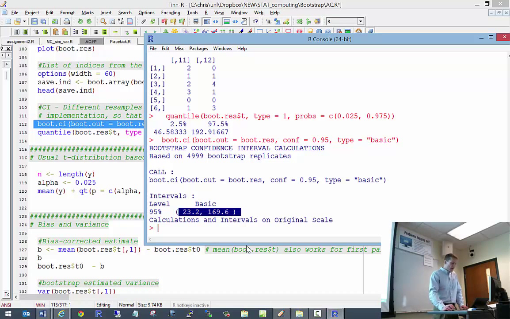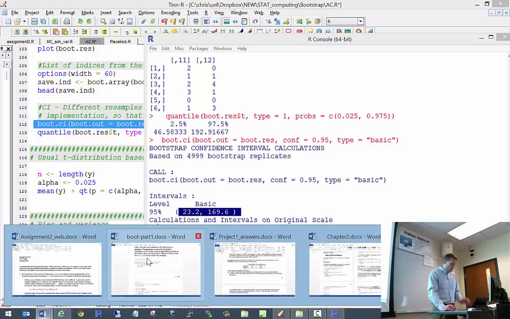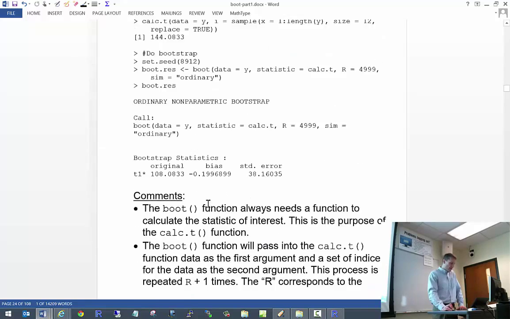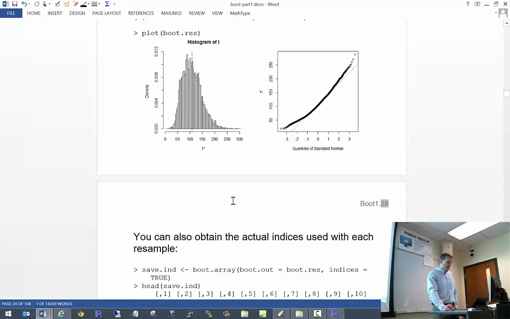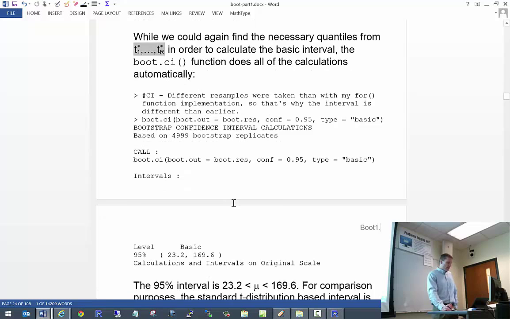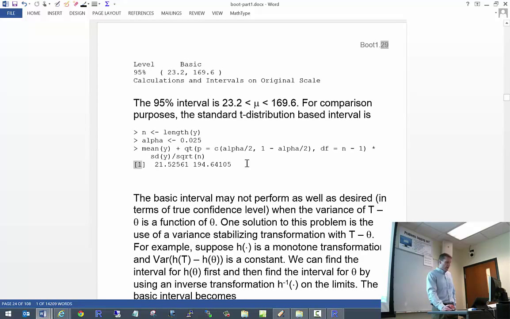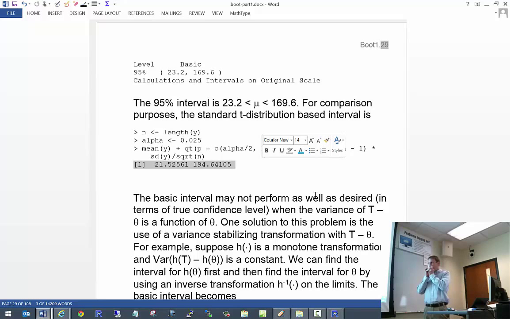Top of page 29 then, we can do some comparisons of this interval to what you would have probably done before taking this class, in terms of you would have calculated the standard regular old t distribution based interval for the mean. And we can see that the lower bound is 21.5, so it matches kind of what basic is doing. But the upper bound is quite different as well.